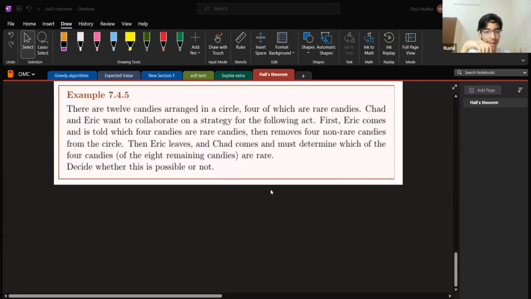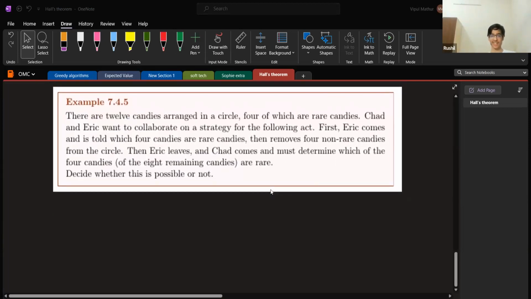Okay. Meanwhile, this is our question. And if you can convince yourself that you are supposed to use Hall's theorem here, that itself, I think, is a big achievement.